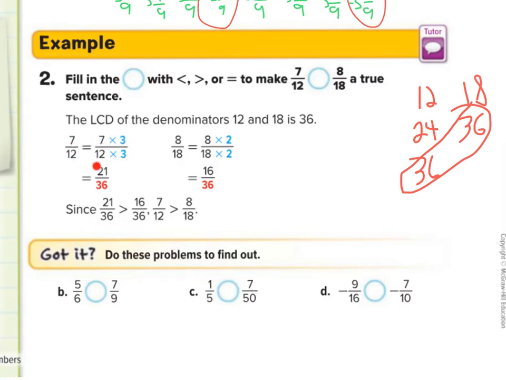7 times 3, it turns into 21/36. What did I do to the 18? The 18, I multiplied it by 2. See? 1, 2. It's the second one in the sequence. So 18 times 2 is 36. And then whatever you do to the bottom, you must do to the top. So 8 times 2 is 16. So now we have 21/36, 16/36. Clearly, 21/36 is larger. So what we say is 7/12 is greater than 8/18. Okay? And there you have it.